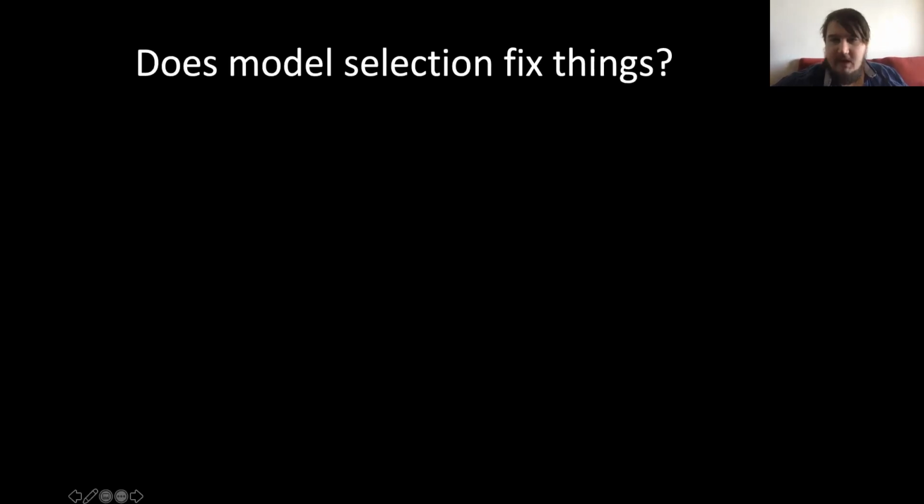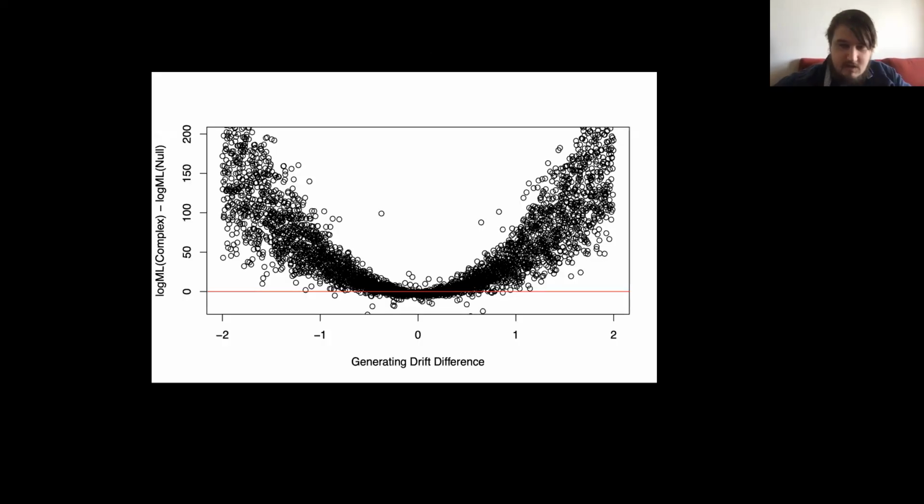So one immediate question is, does model selection fix things? Lots of people don't actually use parameter estimation approaches where they try and estimate the difference. They instead use model selection approaches, where they define a model where the parameter doesn't vary across conditions and compare it to a model where it does vary across conditions. And then rather than trying to estimate what the difference between conditions is, they just try and figure out, is there a difference between conditions or not? So one question is, does model selection fix things then?